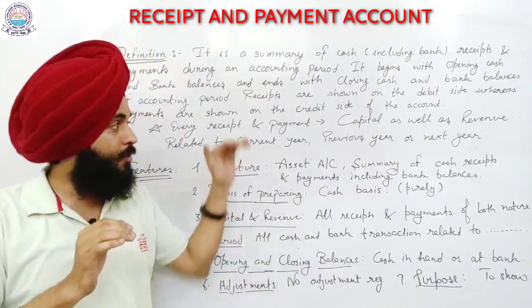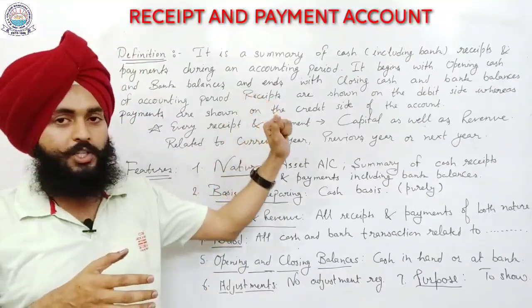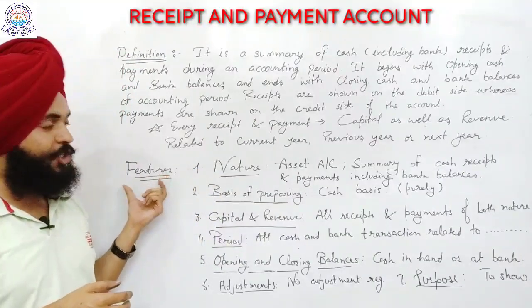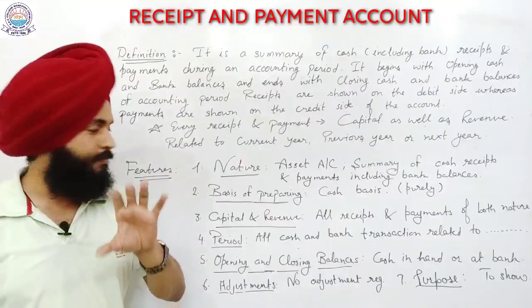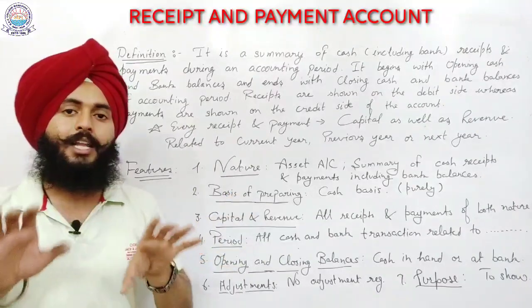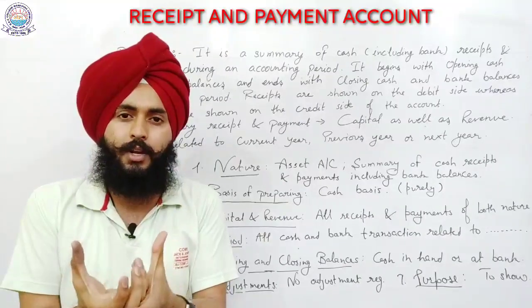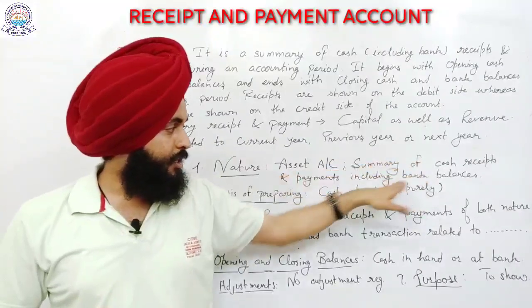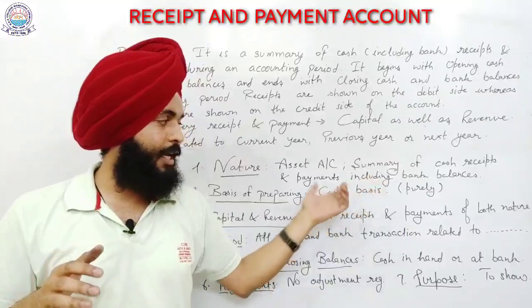So I hope you have understood all the things related to definition. Now from this definition we can have the characteristics or the features of receipt and payment account. So what are those characteristics? नेचर जो है इसकी, इट इज़ एन एसेट अकाउंट. हाउ इट इज़ एन एसेट अकाउंट? Just like a cash account. कैश इज अवर एसेट. और समरी ऑफ कैश रिसीट है, पेमेंट्स है इंक्लूडिंग बैंक एंड बैलेंस. बैंक बैलेंस है और कैश बैलेंस.